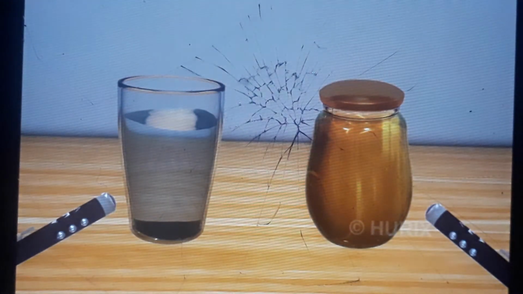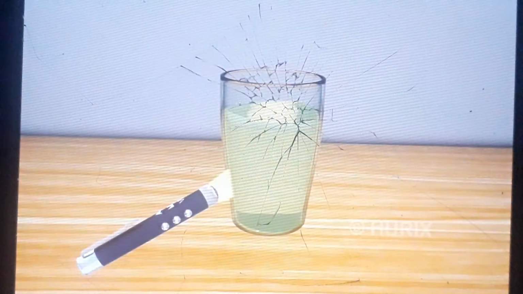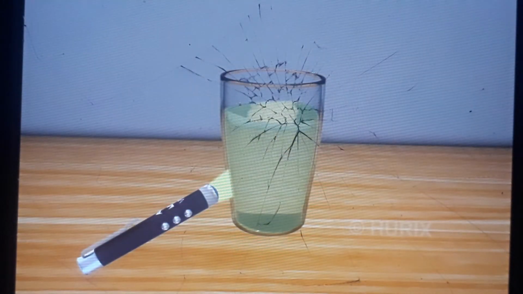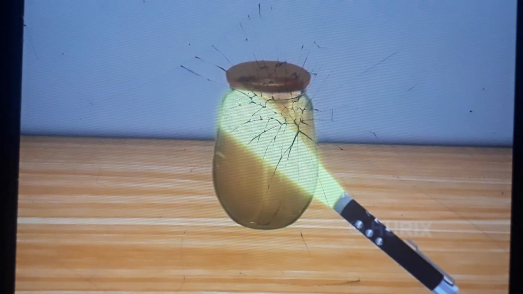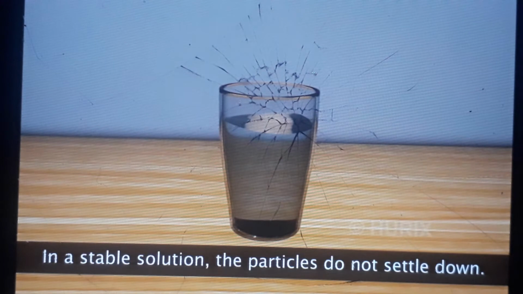Now, take a jar of honey and a glass of water with sugar dissolved in it. Let's pass the torch beam through these substances. The sugar particles are not visible, as they are very small and uniformly distributed. Hence, there is no scattering of the beam of light. But in honey, there is a scattering, because it is not a solution. When a solution is stable, the sugar particles do not settle down.